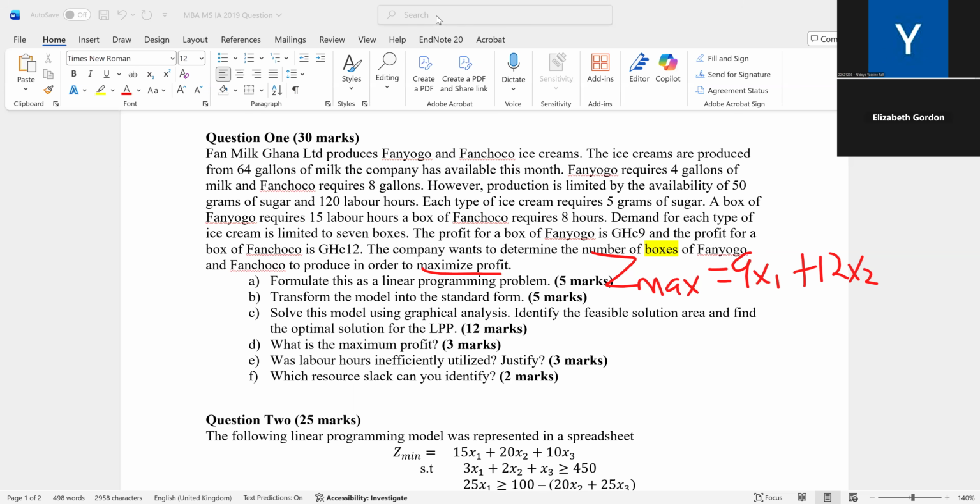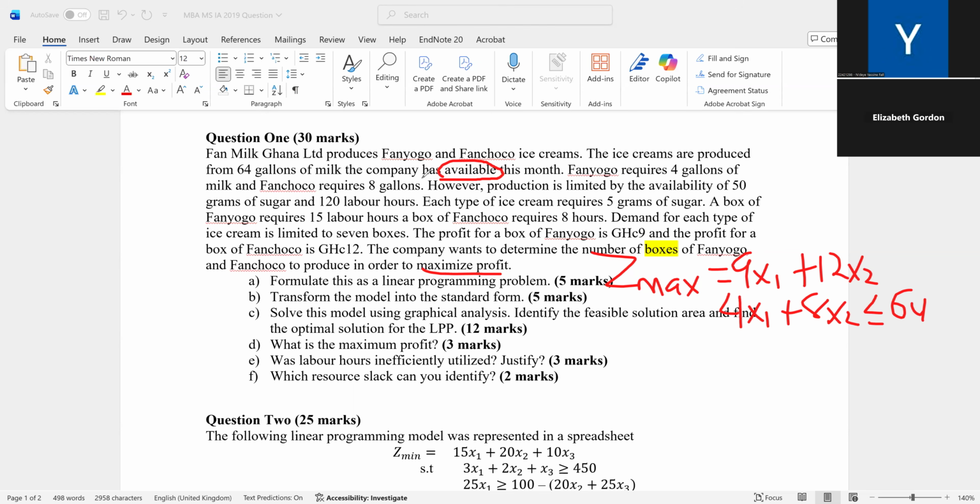Gallons of milk is the first constraint. Okay, so how would you formulate this milk constraint? For the gallons of milk constraint, it is 4x1 plus 8x2 less than or equal to 64. Why less than or equal to? Because the question said that they have 64 gallons of milk available, which means that they can only use a maximum of 64. They can't go above 64.